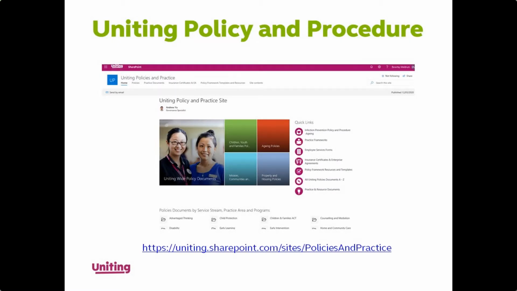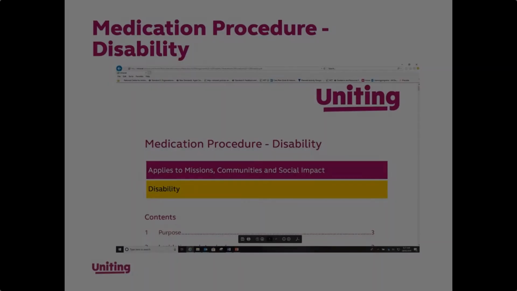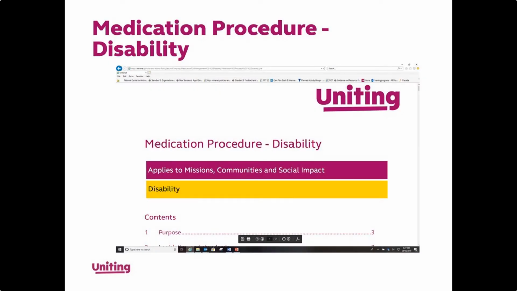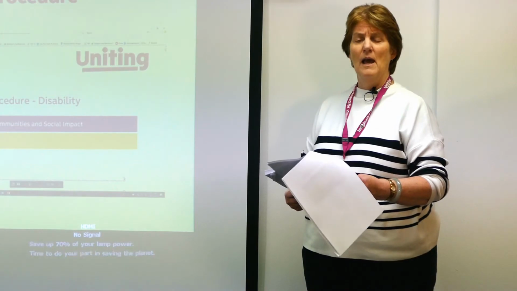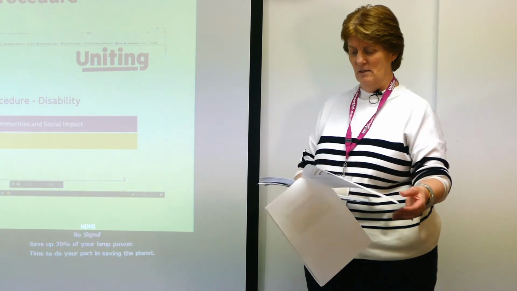In regard to medications, the medication policy and procedures are located on the Uniting Policy and Procedure SharePoint site. And for our disability services, there are a number of policies and procedures that are written specifically for those services, and the medication procedure is one of those. Staff must be familiar with the policy in regard to safe medication administration, storage and management, and they need to know how to access these.